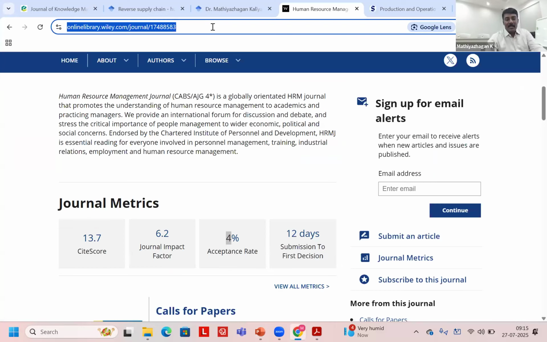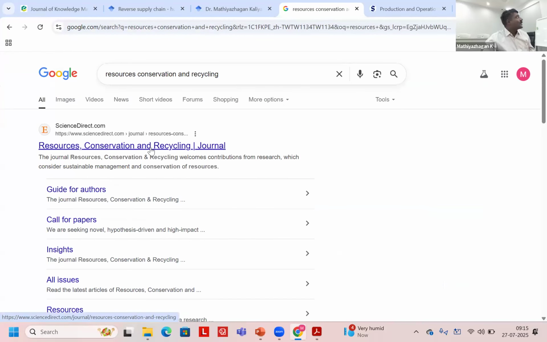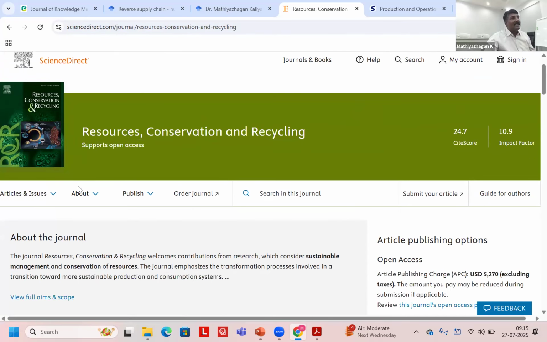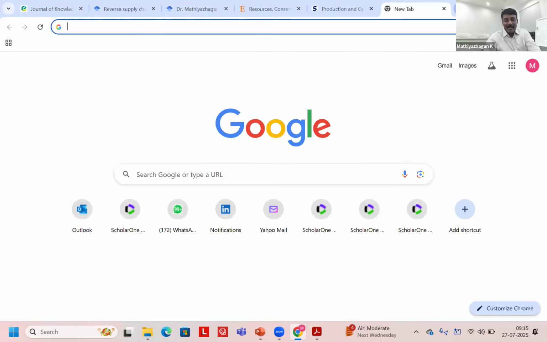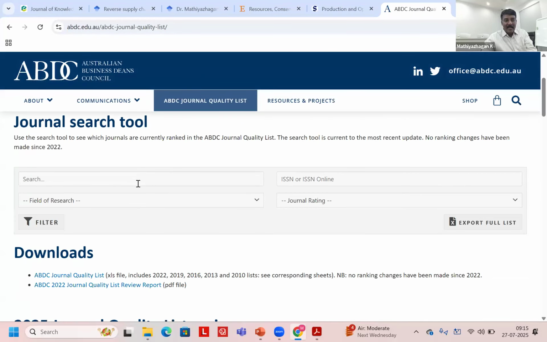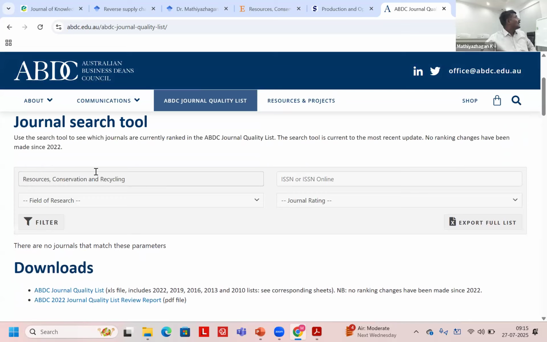What about the journal? I'm just opening. Is it a good journal? What's the impact factor? 10. Good quality? Very nice. Okay, now I'm going to show you something. No. Why? Because they consider Resources, Conservation and Recycling not a management journal. Oh, it is not a management journal.